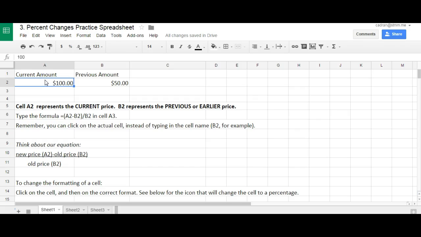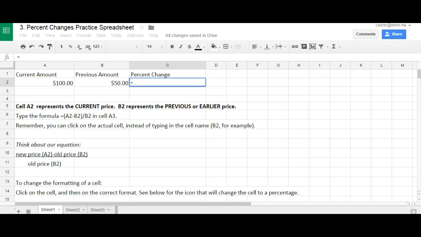We can see here in cell A2 that the current amount in my bank account is $100 and the previous amount is $50. So I have gained $50 in my bank account from the previous amount to the current amount. Cell A2 is the current price and B2 is the previous price. To calculate percent change, I will start with a formula.